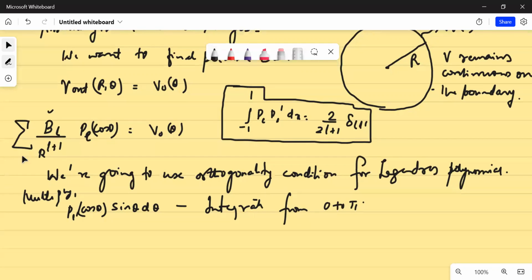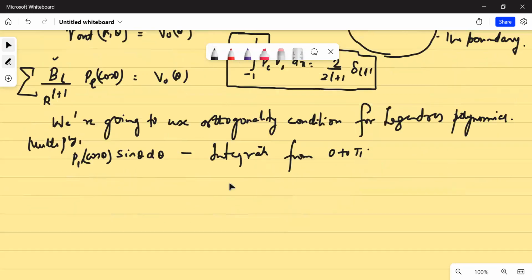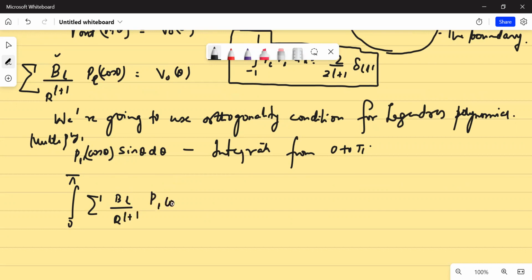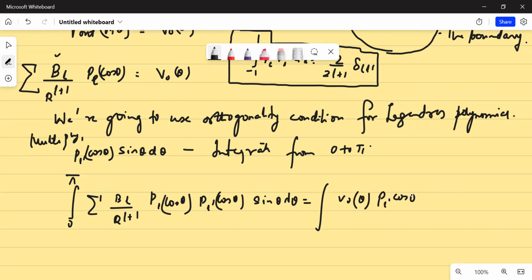Now we are doing potential anywhere outside. So if we want to find potential anywhere outside, I will do the same exercise. I will try to integrate from 0 to pi. This is the summation of BL upon R raised to power L plus 1, then I have this PL cos theta. I will multiply with PL dash cos theta, and then write sine theta d theta integral, and also write here V naught theta, and here I'll write PL dash cos theta sine theta d theta, from 0 to pi.